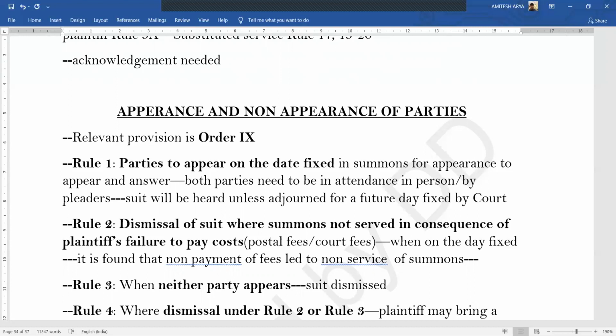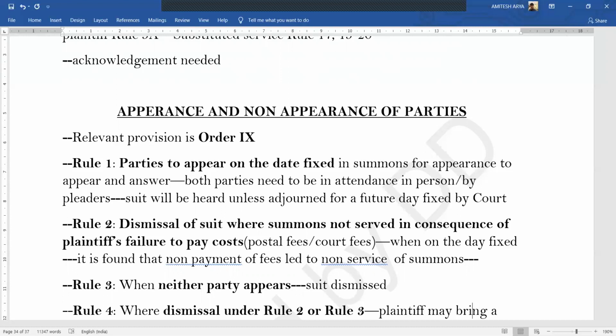And on that day, the suit will be heard, unless for certain reasons it gets adjourned for a future date, which is fixed by the court, where the court has not been able to complete the proceedings, or it feels that today there's some problem, and then it will give you time and move forward.